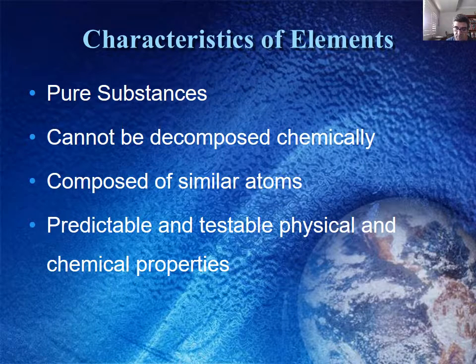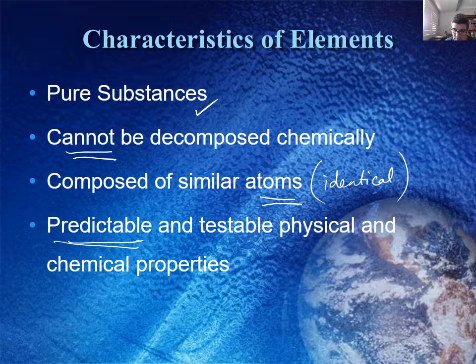So a couple of things are important to remember about elements. Firstly, they are pure substances. They cannot be decomposed chemically, so they are the smallest units already. All the atoms are identical, or at least similar. We will talk about things like isotopes later on, but they're pretty much identical, certainly in terms of their overall charge. And they have what is very important to us, predictable and testable physical and chemical properties. And it's these that we're actually going to have a look at in a little bit more detail in the next few videos.